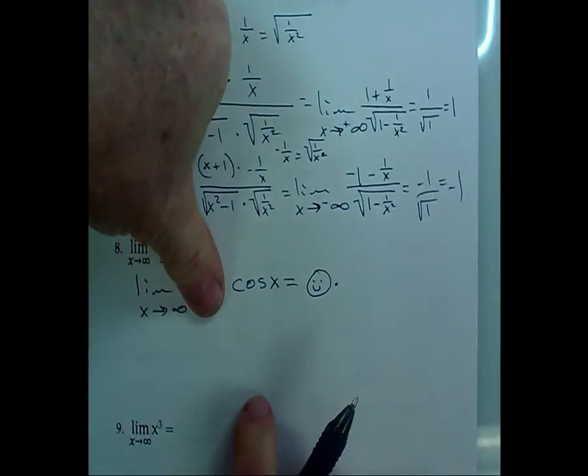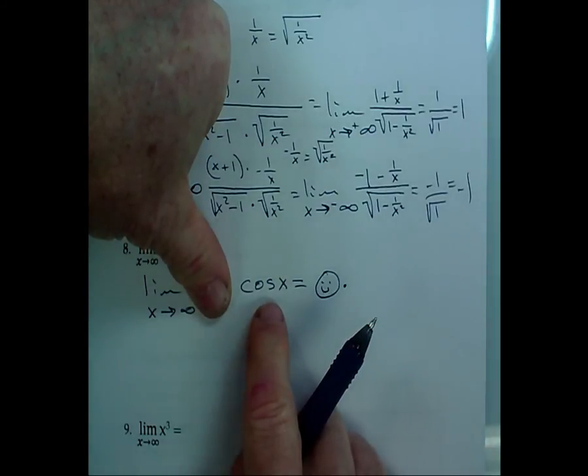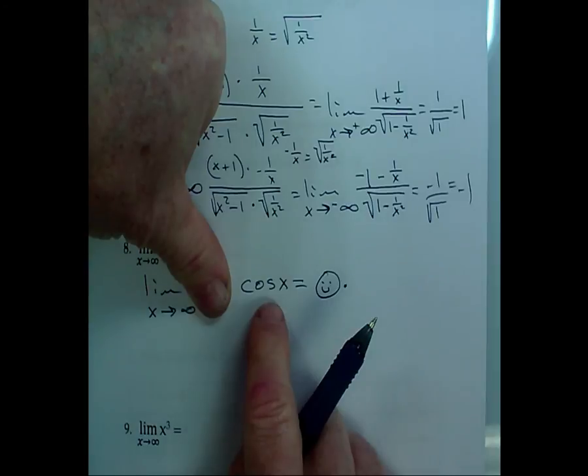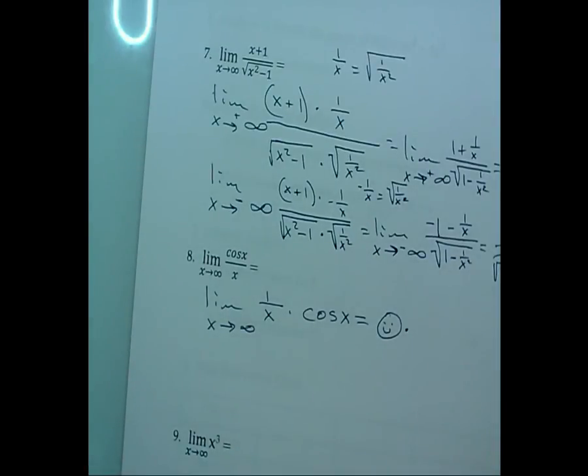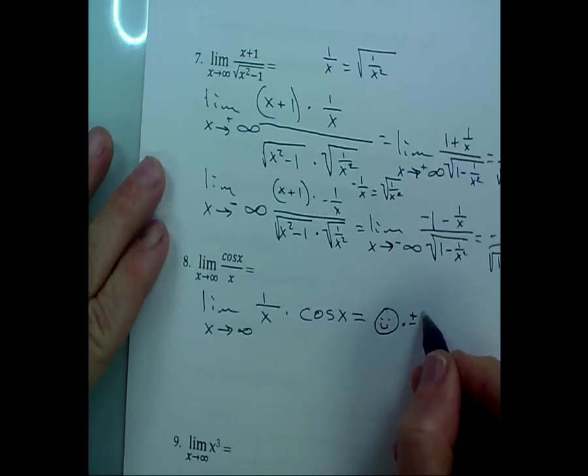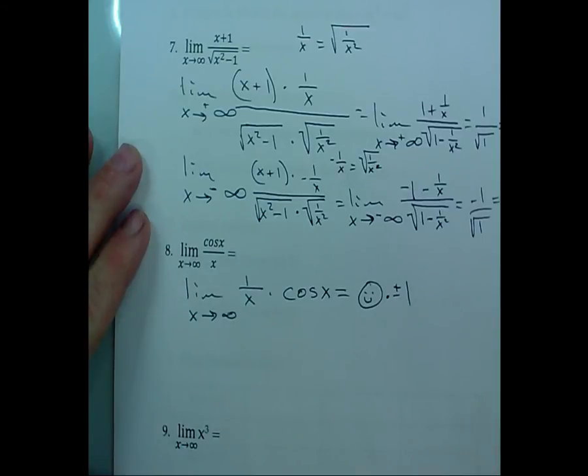Here's cosine, Elijah. You're going to infinity. What's the biggest cosine can ever be? 1, right? It can't ever be bigger than 1. What's the smallest it can be? Negative 1, right? Doesn't it go like this? It's a dance, isn't it? So the maximum is 1, the lowest is negative 1, so its limit is plus or minus 1. What do you get when I multiply that by 0? 0.